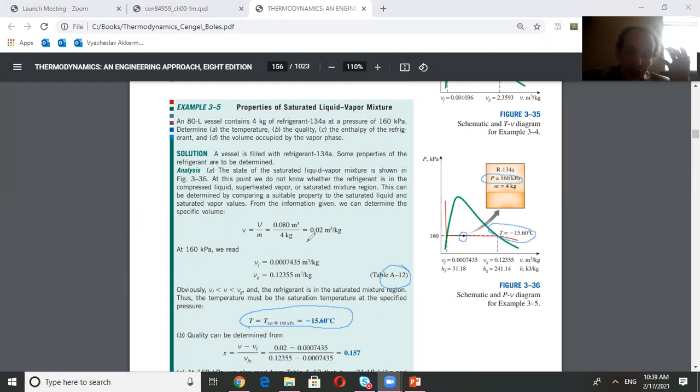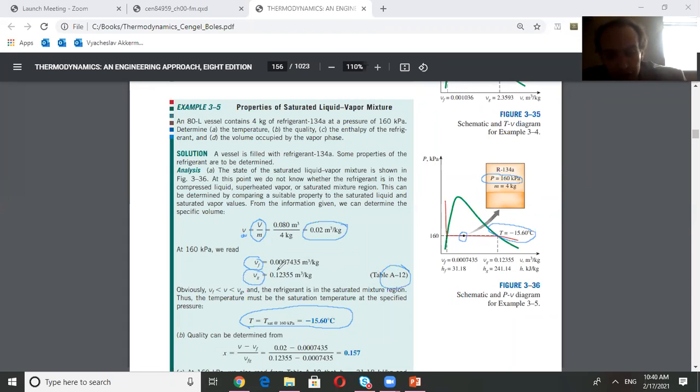If I want to not just qualify it but quantify, I should deal with numbers. So I need to find my quality. I can find my specific volume. How can I find it? I know my total volume and total mass, so this is my average specific volume. Do you agree? And now you should be able to understand that it should be between vf and vg.